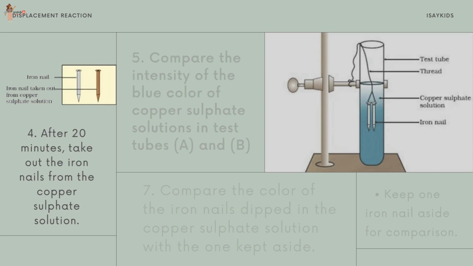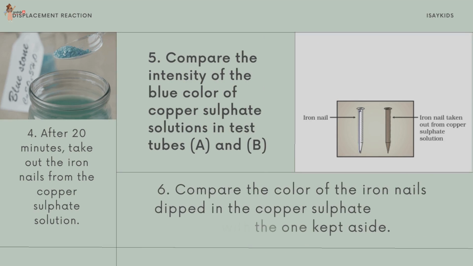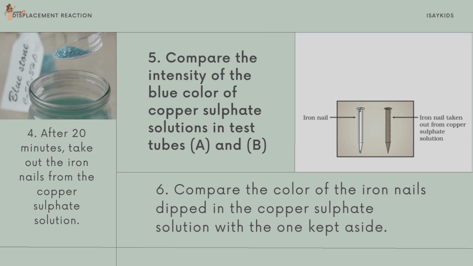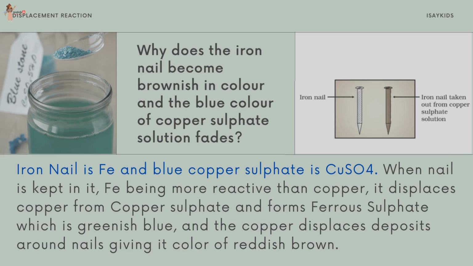After 20 minutes, take out the iron nails from the copper sulfate solution. Compare the intensity of the blue color of copper sulfate solutions in test tubes A and B. Also, compare the color of the iron nails dipped in the copper sulfate solution with the one kept aside. Now the question is, why does the iron nail become brownish in color and the blue color of the copper sulfate solution fades? This is because iron nail is Fe and blue copper sulfate solution is CuSO4.